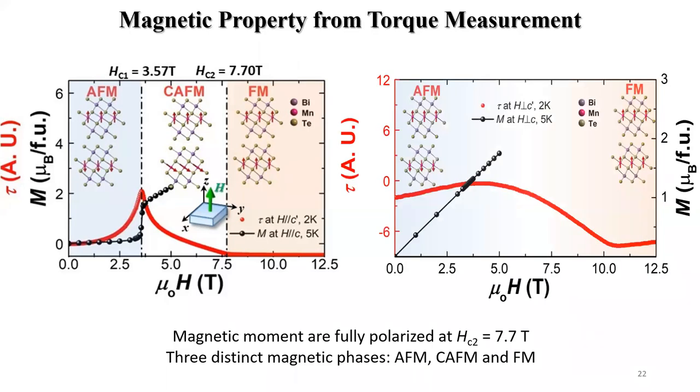But when we do the same thing, but we change the directions, where right now the field is perpendicular to C, as you can see, the antiferromagnetic of the system is gradually changed to the ferromagnetism.